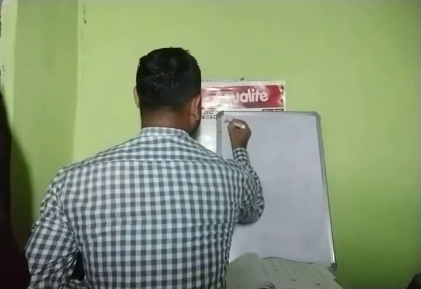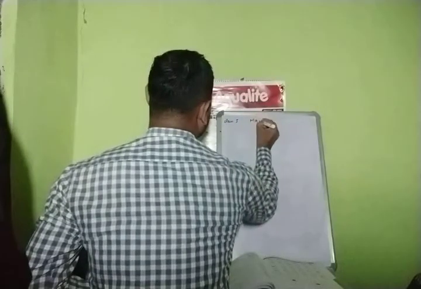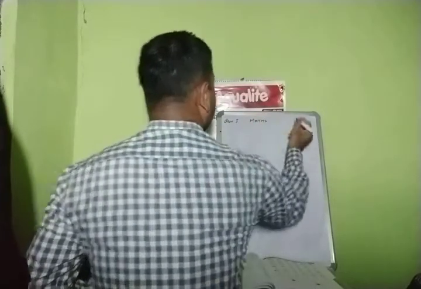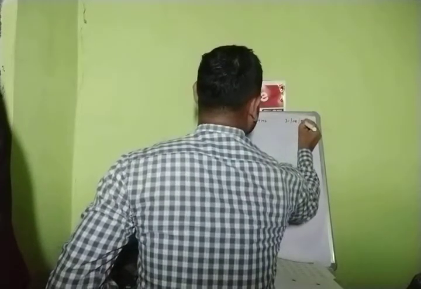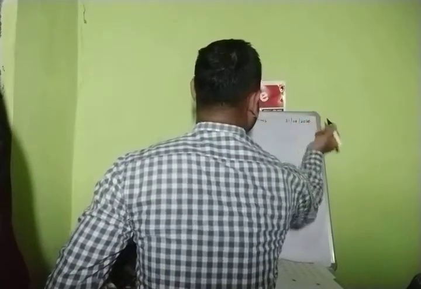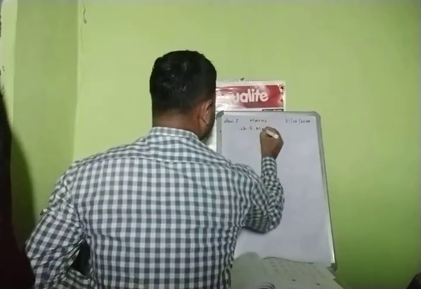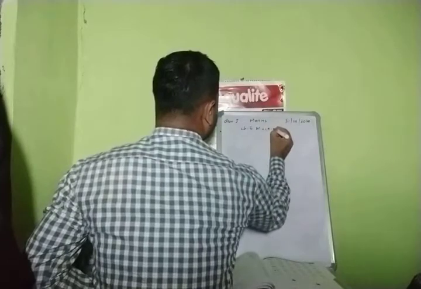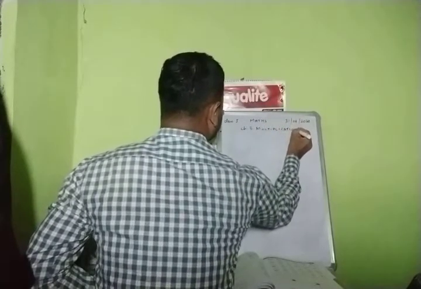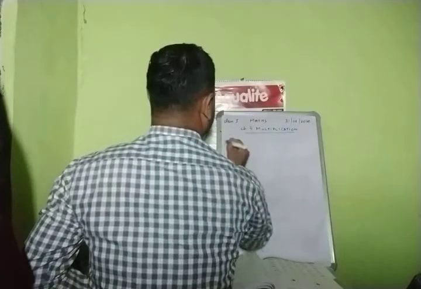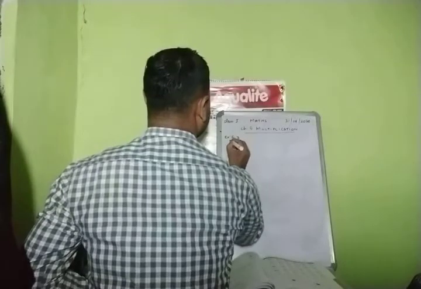So class 1 maths, 31 08 2020, chapter number 5, multiplication. Okay. Today we are going to start our exercise 5.3.